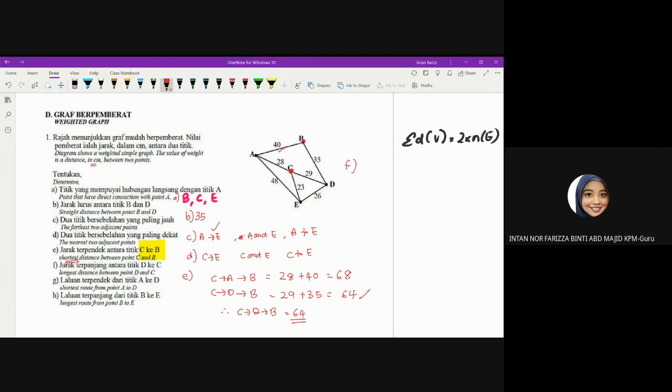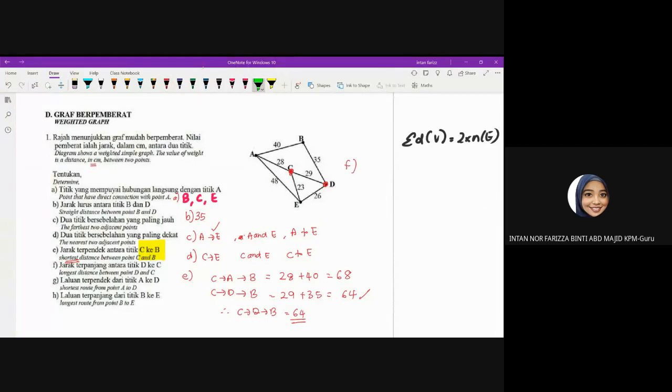We're going to find the longest distance between D and C. So D and C, these 2 points, D and C. If the shortest one is 29, but we don't want that. So the longest one. Let's look at the possible outcomes or the possible routes that we can use.